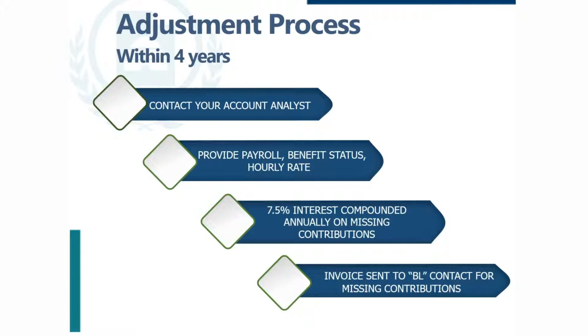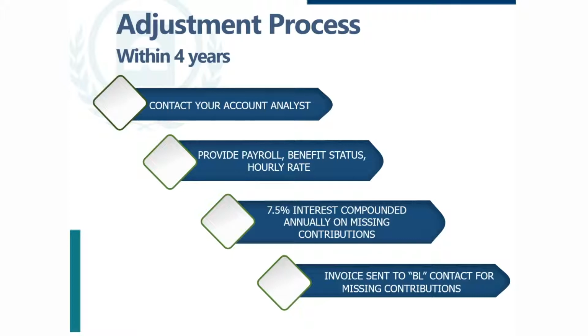We recommend you use our Employee Management Center online to provide payroll documents, employee benefit status, and hourly pay rates. For adjustments due to missing contributions, there is 7.5% interest compounded annually that is charged on the missing contributions. For reversals of contributions reported in error, only the contributions may be refunded. This may be limited further with savings plans if they have lost value in the market.